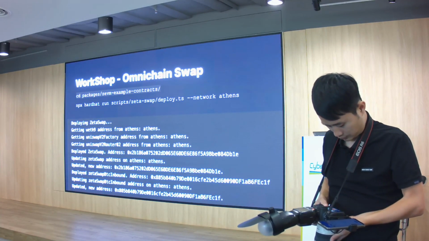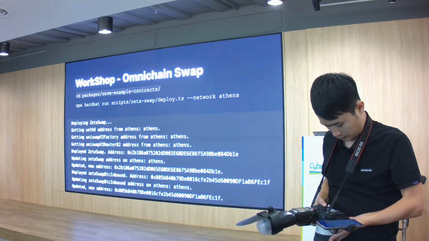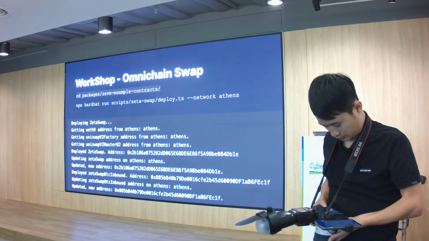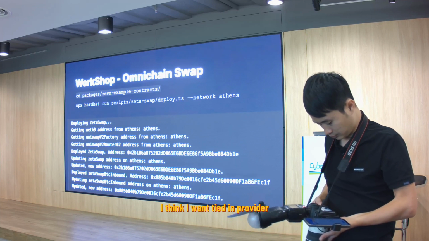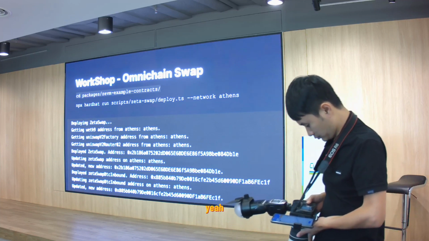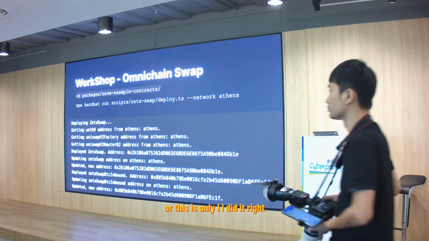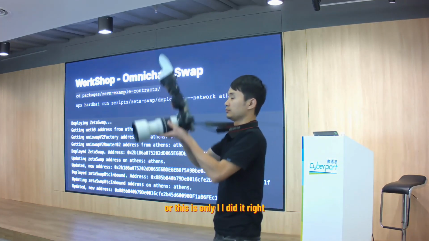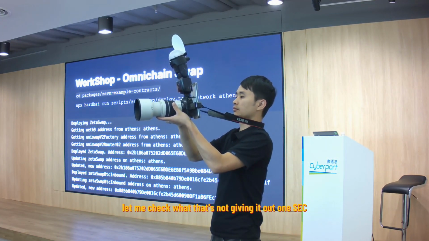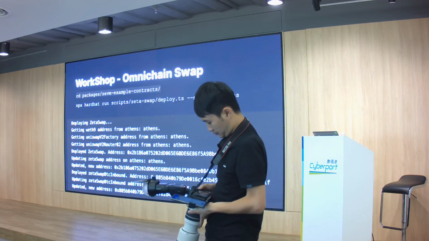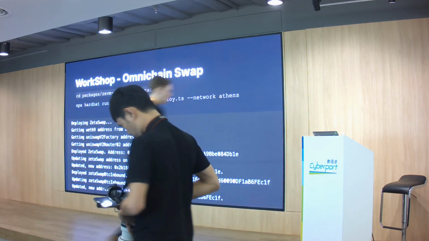I created the wallet. Okay. And I run the command to deploy with Hardhat. Oh, yeah, but didn't it give me enough tokens? I think I'm not adding the provider. Yeah, let me find that out. Or is it only that I add the env? No, yeah, you probably did it right. Let me check why that's not giving it out. One sec.